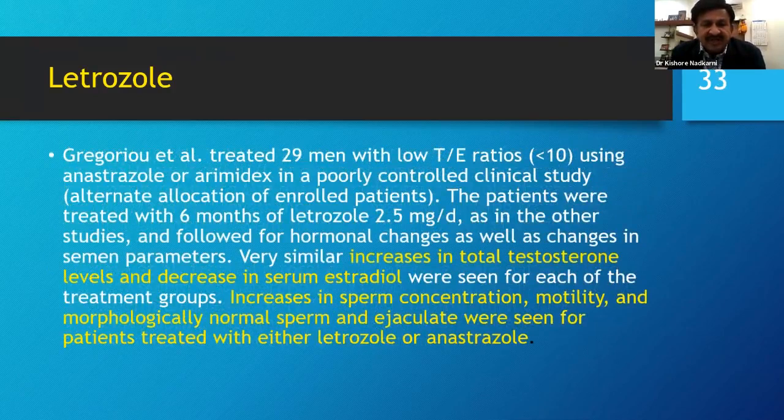Gorgio et al. treated some 29 men with low T2E ratios for a period of 6 months with letrozole 2.5 milligrams, and very similar increases in total testosterone and decrease in serum estradiol were observed. Increases in sperm concentration and morphologically normal sperms in the ejaculate were also seen in patients treated with letrozole and anastrozole.